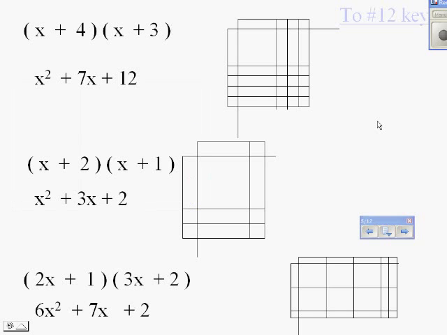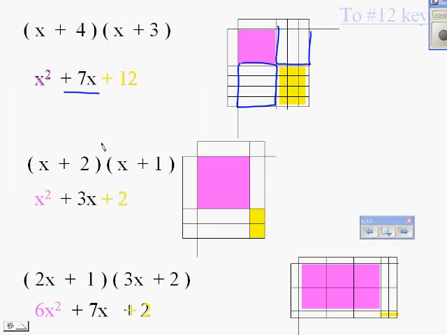Then after going over our practice from the other day, we looked at the pattern that we should see here. If you look at our top left corner in all of them, you will see it's our x squared term. And if you look at the bottom corner in all of them, you see that that's our constant term. The other 2 sections make up our middle term. Here you see the 4 x's and the 3 x's.